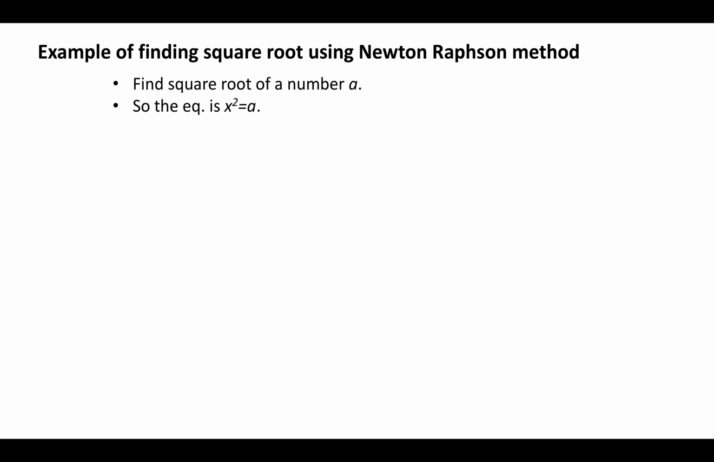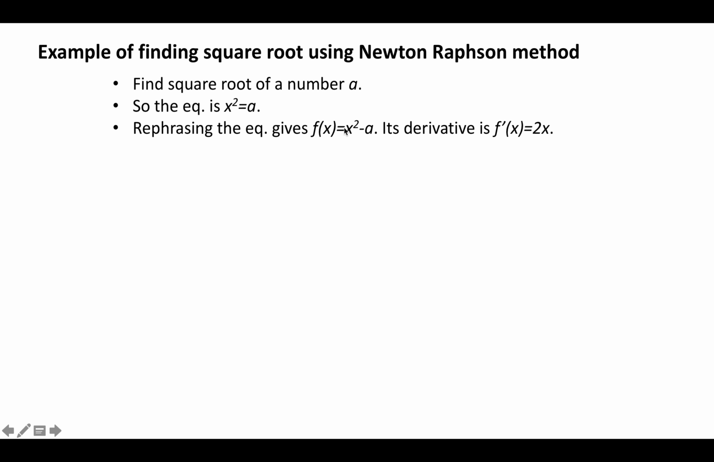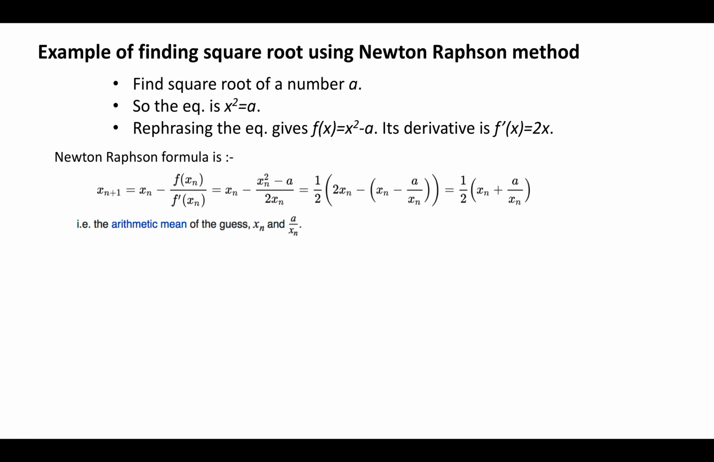Now we have to obtain the function, rephrasing the above equation and denoting it as f of x is equal to x square minus a. So this is our function equation for this problem. The derivative of this function is simply 2x. f prime x is 2x. So we have obtained the derivative as well.